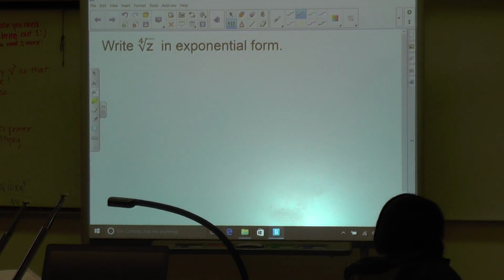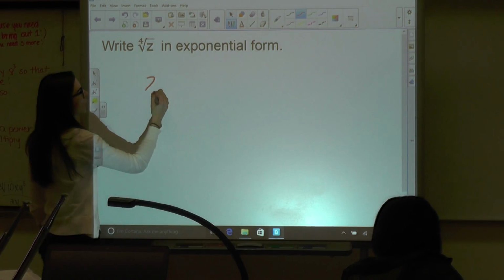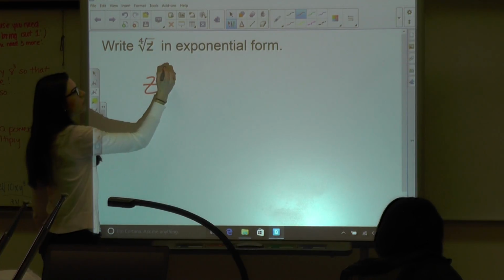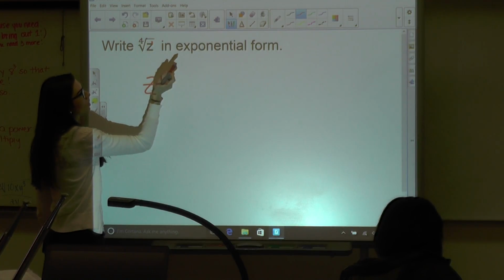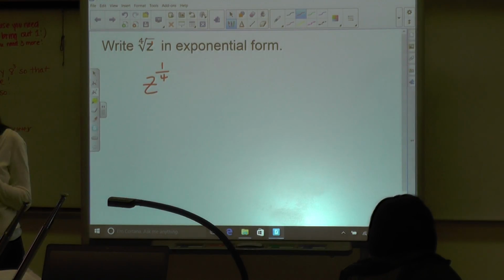Have the right answer? Or check YouTube? Yes. Good? Yes. What'd you get? Z to the power 104. We had top on inside, bottom on outside. What's the top technically? 1. So top on the inside, and your bottom is on the outside. Z to the power 1/4. Perfect.